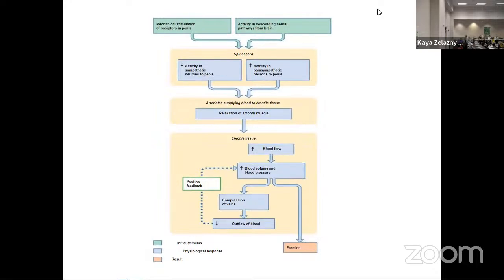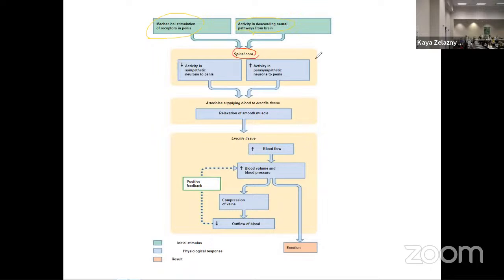So if we want to look at this in flowchart form, we're going to be starting out with mechanical stimulation of receptors, especially in the penis, so actual touch sensation, as well as neural pathways in the brain sending their signals down and out. Okay, so thoughts, information from other regions of the body, all getting kind of mixed together, interpreted by the brain, sending input out to the rest of the body. So both of these types of information are going into our spinal cord.